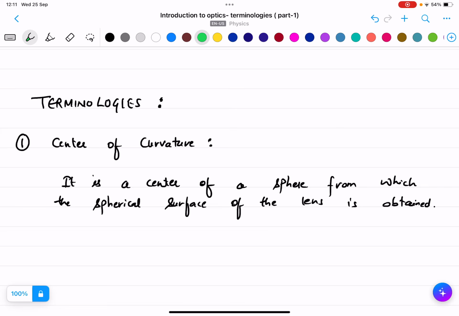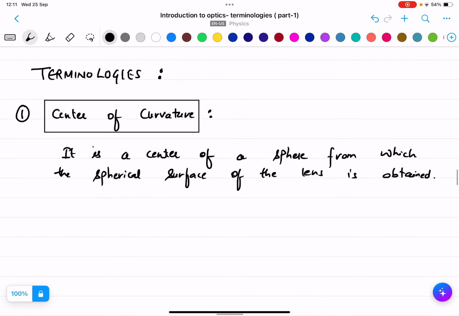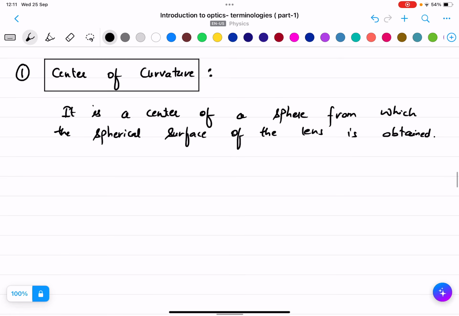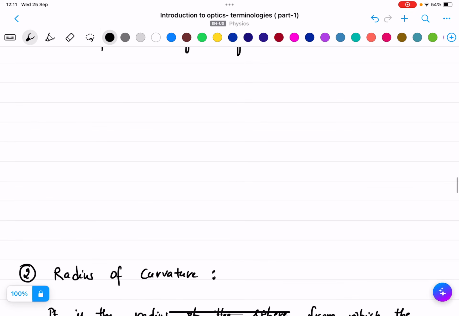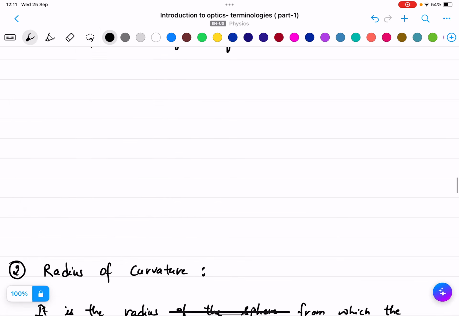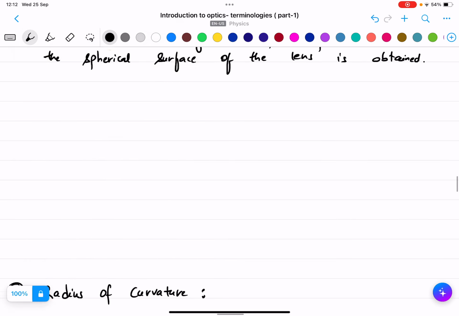Now there are some terminologies we will discuss, and these terminologies are very important. If you understand these terminologies, then and only then you will be able to do the image formation. The first one is center of curvature. Now what is center of curvature? Okay, let us draw an example. Let us draw a figure first.